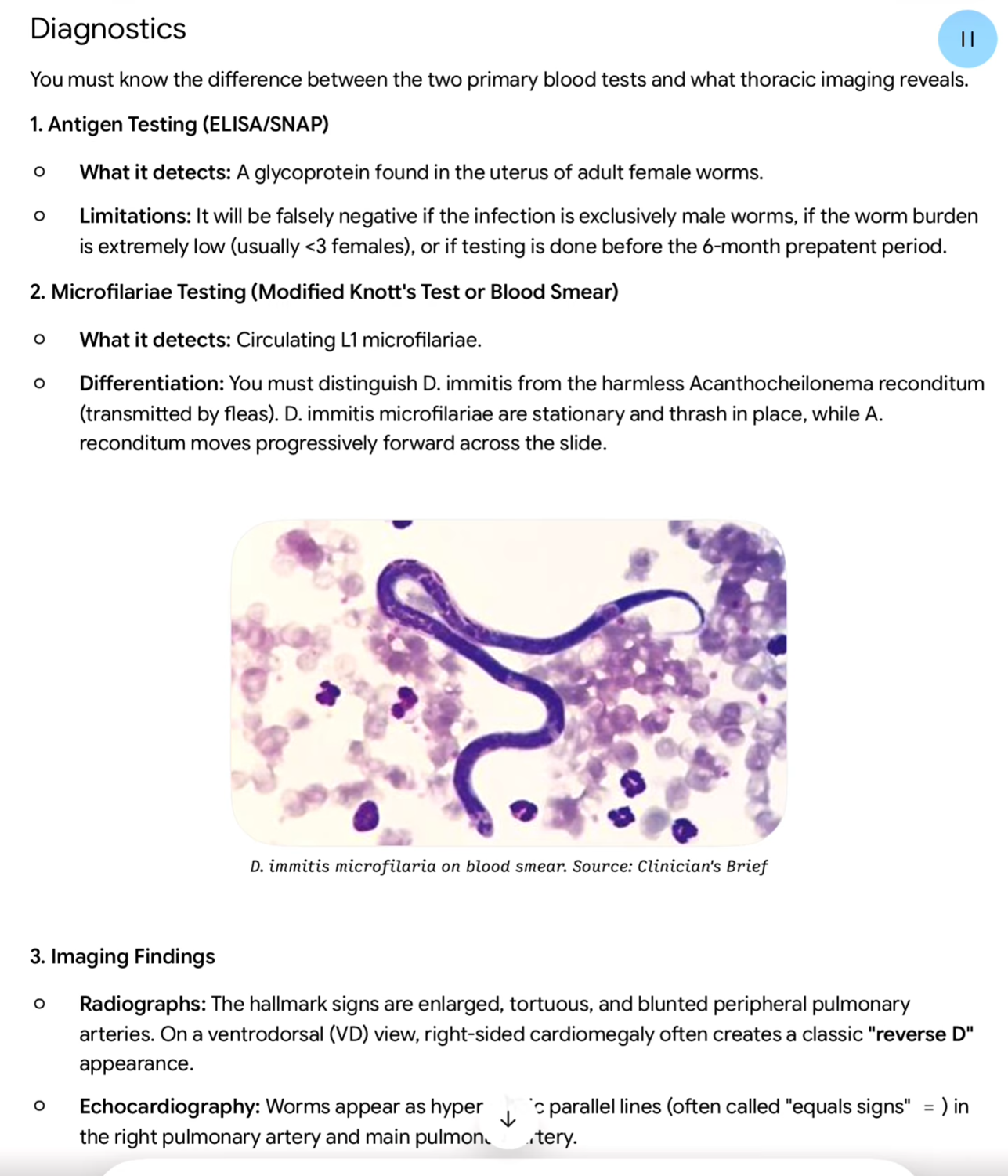2. Microfilaria testing, modified Knott's test or blood smear. What it detects: circulating L1 microfilariae. Differentiation: you must distinguish D. immitis from the harmless Acanthocheilonema reconditum, transmitted by fleas. D. immitis microfilariae are stationary and thrash in place, while A. reconditum moves progressively forward across the slide.